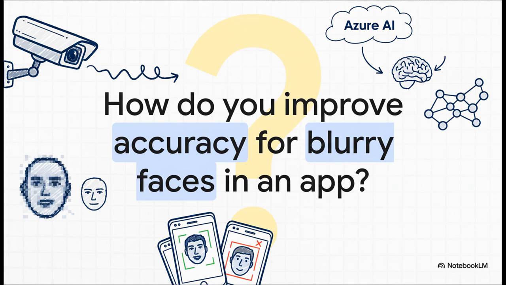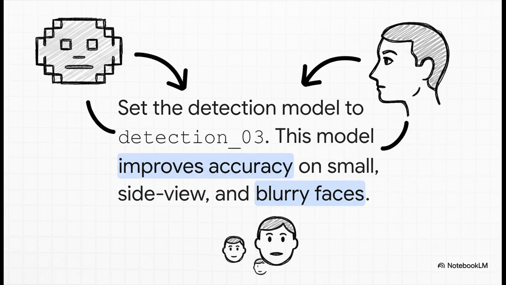All right, here's a tricky but very real technical problem. Your facial recognition app works great with clear, high-quality photos. But in the real world, you're getting blurry images from security cameras or low-res photos people upload. How do you make the service tougher, more robust? And the fix, believe it or not, is a single configuration change. The Detection O3 model is specifically optimized to get better accuracy on small faces, faces turned to the side, and, you guessed it, blurry faces. Just knowing about these specific model settings can be the difference between a frustrating app and a really reliable one.